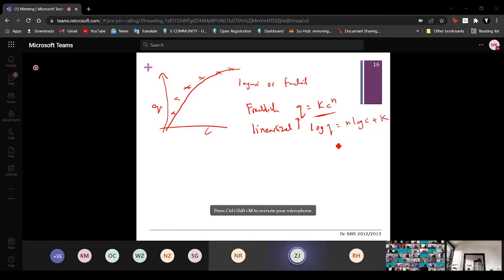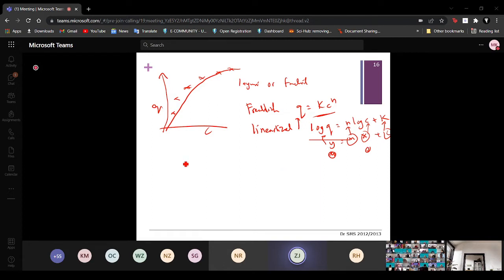If you compare it with the equation Y equal to MX plus C, then you know that the intercept is K. X is basically the log C. M is basically your n, your slope. Y is log Q. So you have Y here and X here. So this is the Y axis and X axis.